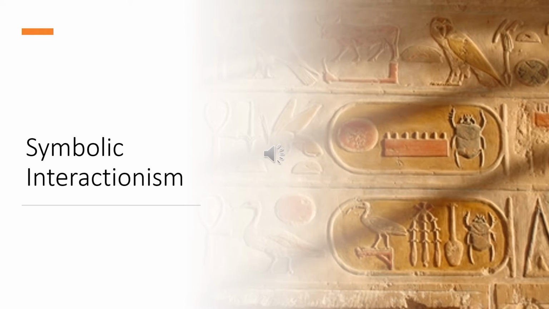Symbolic interactionism is a very abrupt change from the functionalism, conflict theory duo of early theoretical perspectives. People don't watch Monty Python anymore, but Monty Python used to have a skit where they would show something and then say, "And now for something completely different." And that's what symbolic interactionism is, something very, very different from those theoretical perspectives that preceded it.